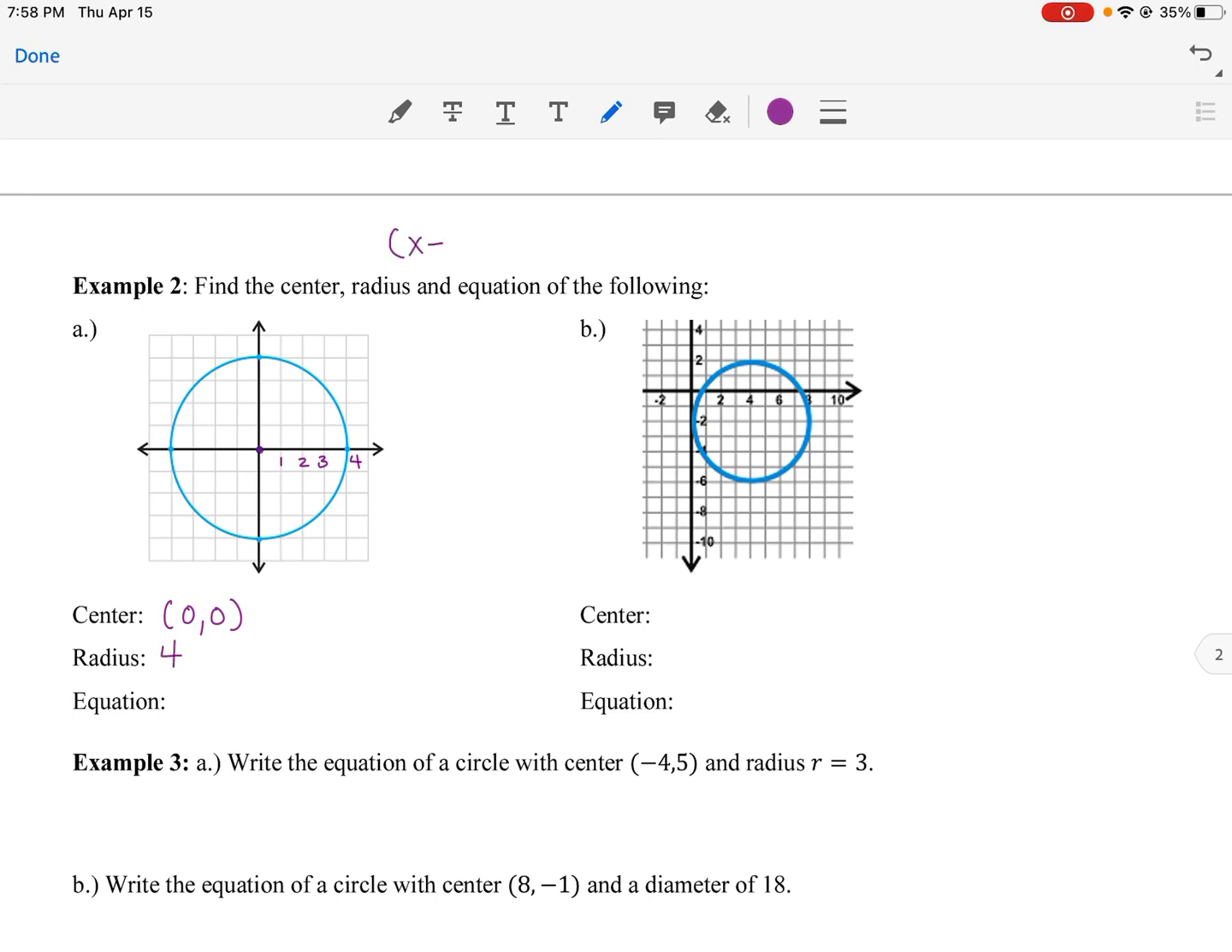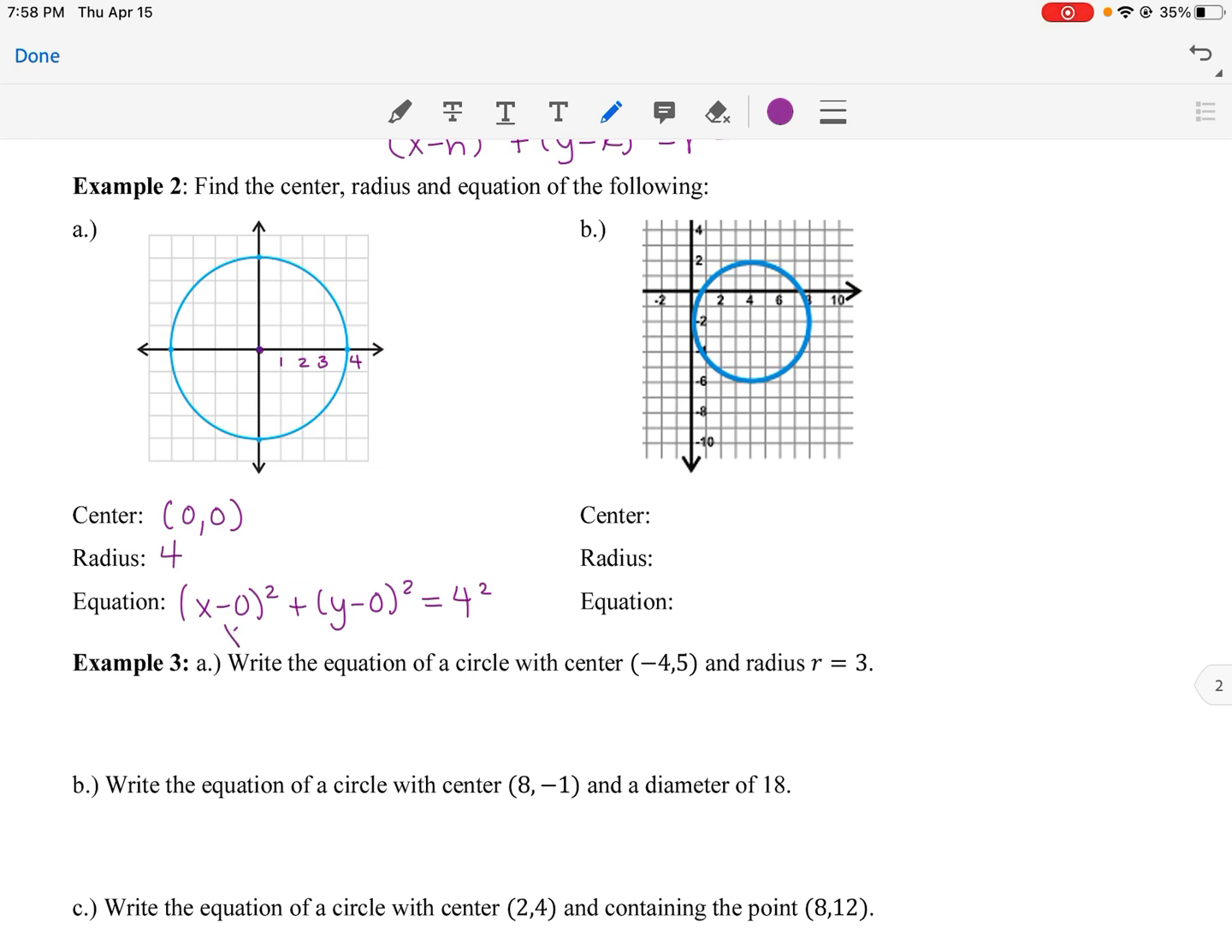So remember, your equation is x minus h squared plus y minus k squared equals r squared. So we're going to do x minus 0, for the x value of the center, plus y minus 0 squared equals 4 squared, which we could simplify that a bit and just call it x squared plus y squared equals 16. Okay, let's go to the next one.